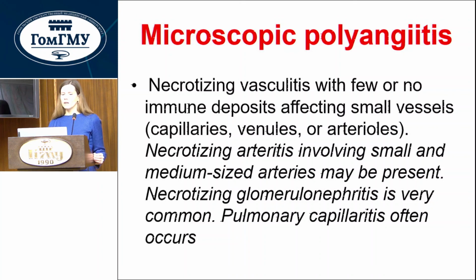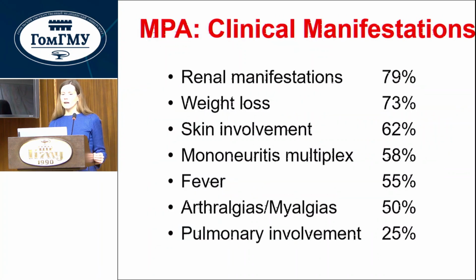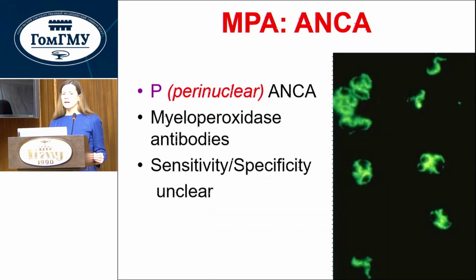It's also about small vessels, immune deposits, glomerulonephritis and skin involvement. Also common features like fever, arthralgias, maybe pulmonary involvement, weight loss, and association with the specific perinuclear antineutrophilic antibodies. We can see a picture.